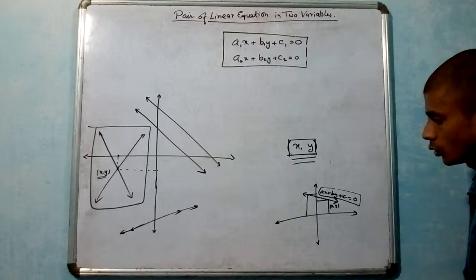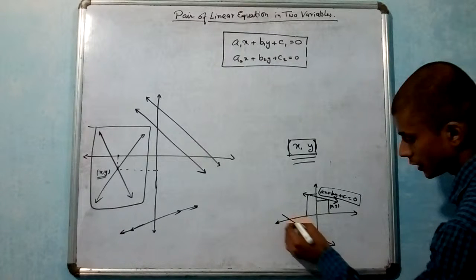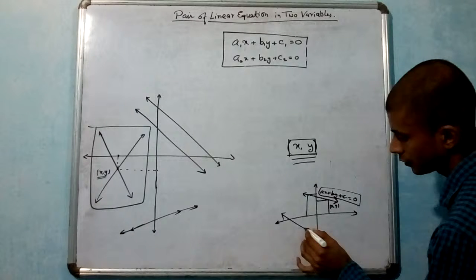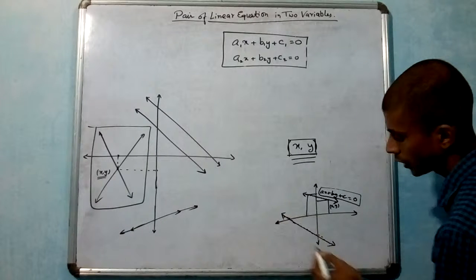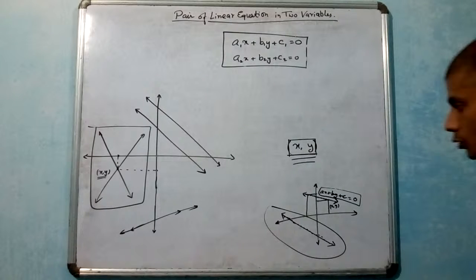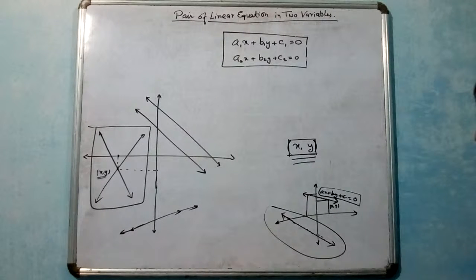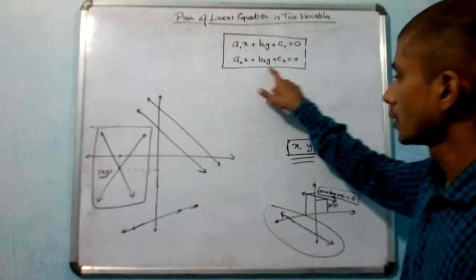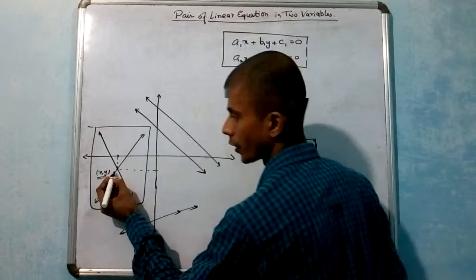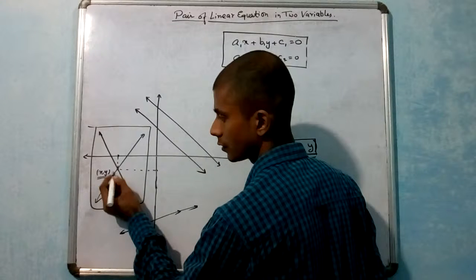Understanding? So any point on any straight line is an actual solution, if we talk about just a single line. Just like we discussed here, one of the possibilities is intersecting lines. Where are they intersecting? At this point.